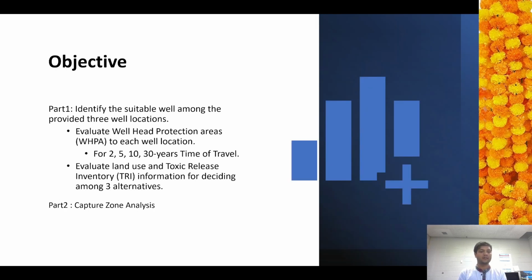Talking about the objective of our project, it was divided into two parts. The first part was to identify the suitable well among three provided locations, for which we needed to evaluate wellhead protection areas for each well location, from which we could plot a buffer zone. Using land use, toxic release inventory information, and the buffer zone we created, we had to decide the best well among the three alternatives. In the second part of the project, the capture zone analysis was conducted for the best alternative among the three wells.